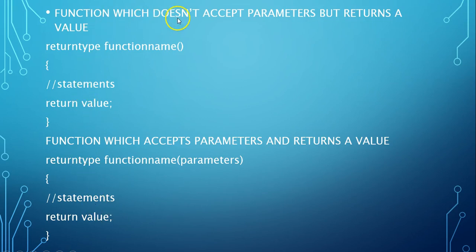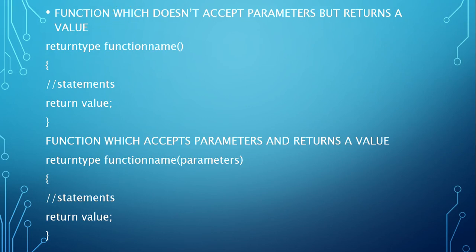The third case is a function which doesn't accept parameters but still returns a value. In that case, because the function is returning a value, we have to mention the return type. Generally, the return type is nothing but the data type of the value that it is returning. For example, if the function is returning an integer value, the return type would be int. If the function is returning a string value, the return type would be string. So depending on what value the function is returning, accordingly you have to write the return type.